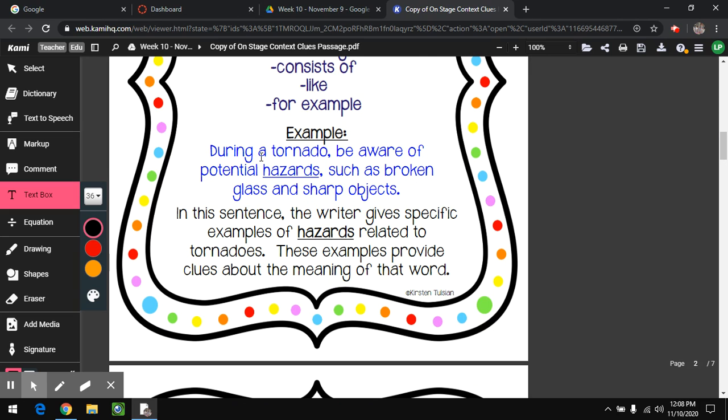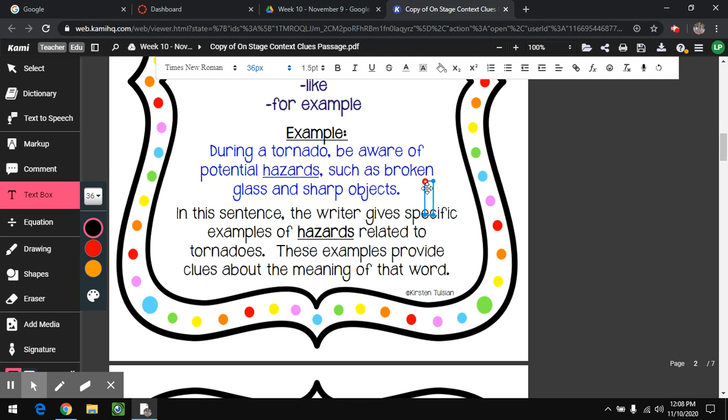Look at this blue sentence. During a tornado, be aware of potential hazards such as broken glass and sharp objects. It gives you examples of what hazards are, okay? Broken glass and sharp objects are examples of hazards. So if those are hazards, what are hazards? Miles? Dangerous things. Dangerous things. So it gave us an example.